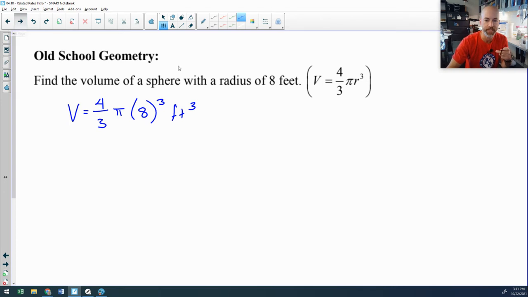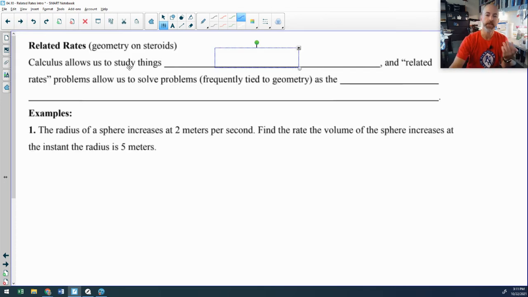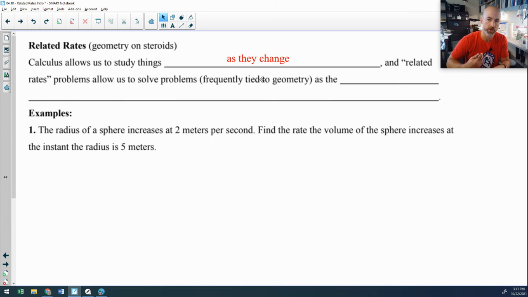Well, in calculus, we change that. The most simplified definition of calculus I can give you is that it allows us to study things as they change. You can look at things as they are increasing or decreasing and measure the rates of change of those increases and decreases. Related rates problems allow us to solve these problems, and they are frequently tied to geometry. We can analyze these geometry problems as the given dimensions and measurements increase or decrease.